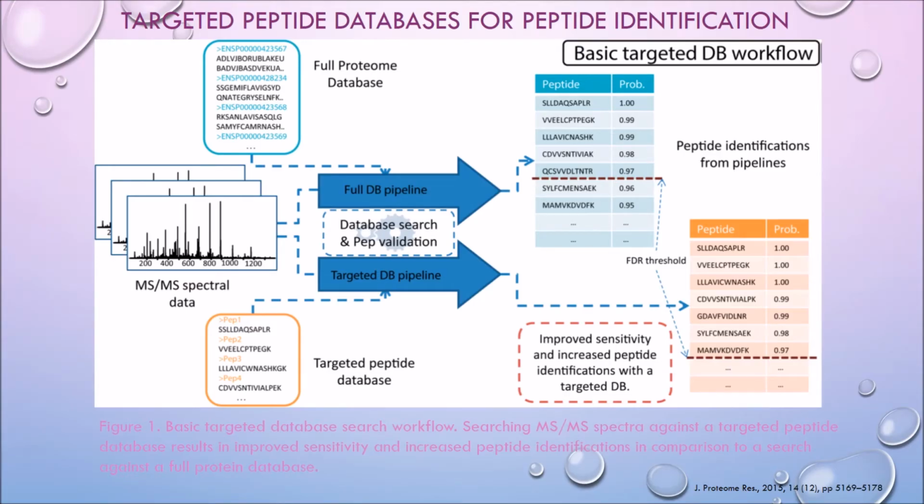Okay, now let's start with the result of the study. In this study, they proposed two workflows to improve the peptide identification sensitivity, and this figure shows the basic targeted workflow and makes a comparison between the use of the full proteome database and the targeted peptide database. And as we can see in the result, they improved the sensitivity of peptide identification.